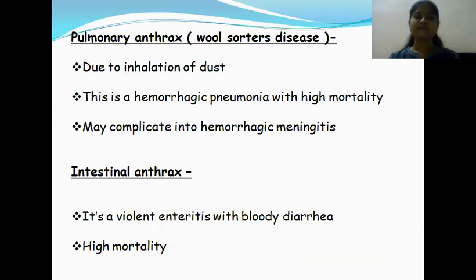Coming to intestinal anthrax, this is acquired by ingestion of animal carcasses which contain the bacilli. Okay, so the animal basically dies because of anthrax and this animal is consumed by humans. This results in a violent enteritis with bloody diarrhea with high mortality.